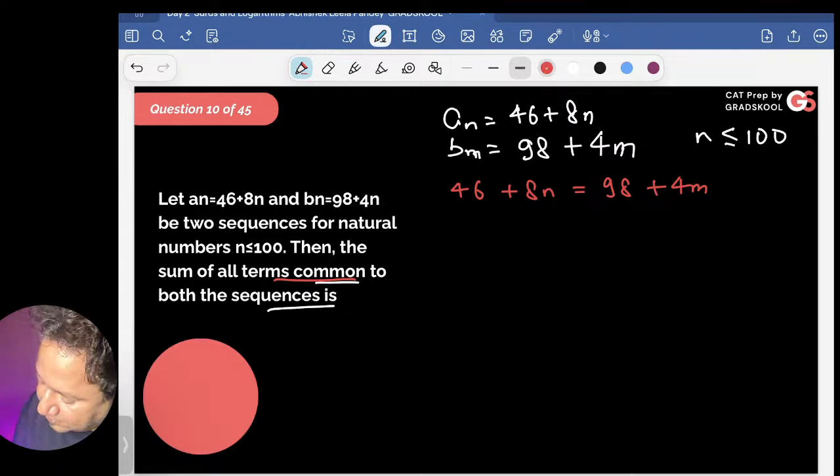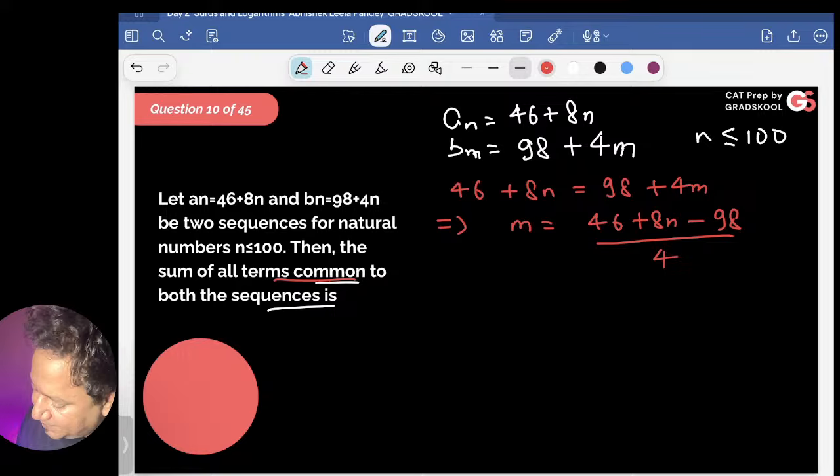Okay. So what do I get? How to find that? I just told you an interesting way. ठीक है. I can write m is equal to 46 plus 8n minus 98 whole upon 4. I could have also taken n equal to, okay, I took m because dividing by 4 would be giving us better opportunities. Do you understand that? मैं इसको लिख सकता था n is equal to 98 plus 4m minus 46 upon 8. पर 4 से सीधे तो और आसान काम. ठीक है.